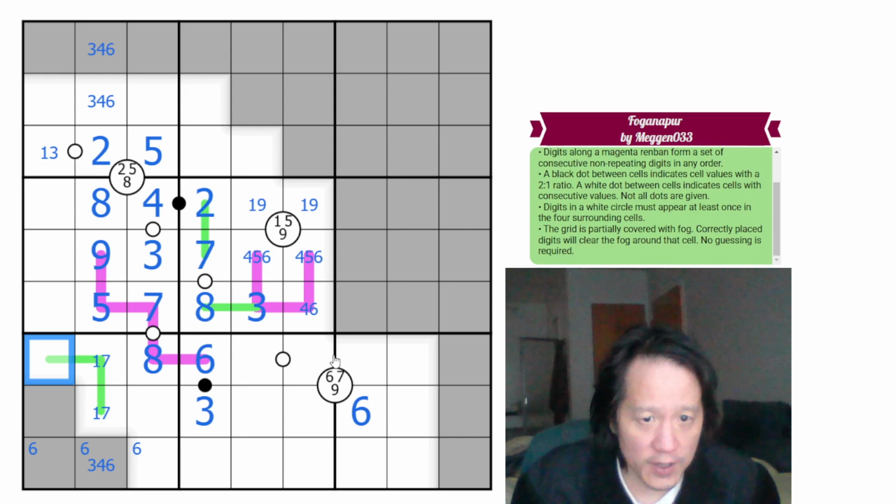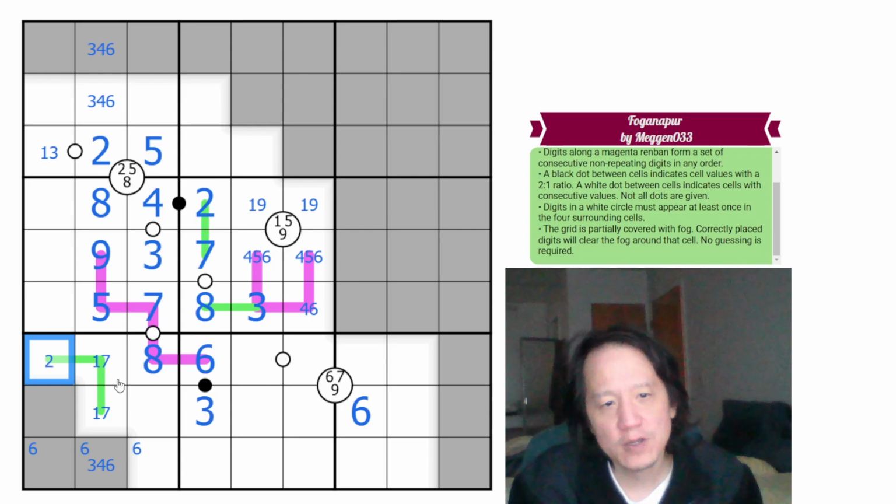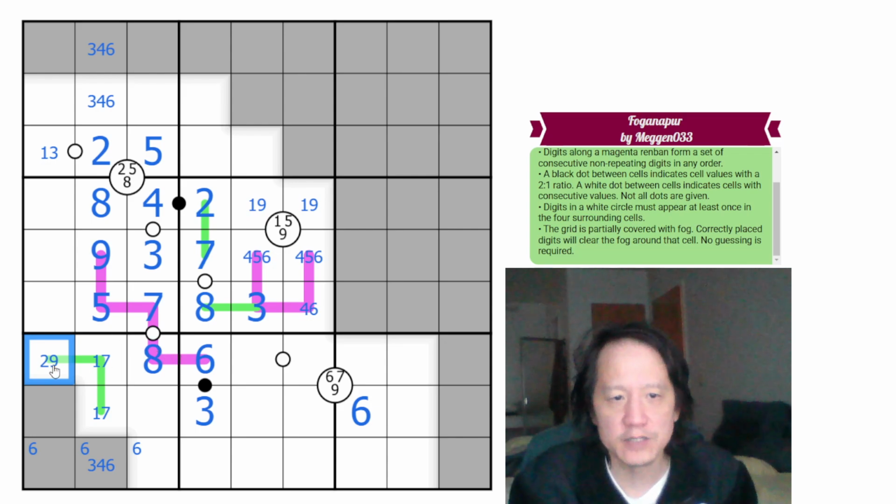Well, for one thing, 9 can never be these two. Okay, this can't be 6. If this is 7, this would have to be 2. If this is 1, it can't be 7, obviously, and it would have to be 9. So this is 2 or 9.